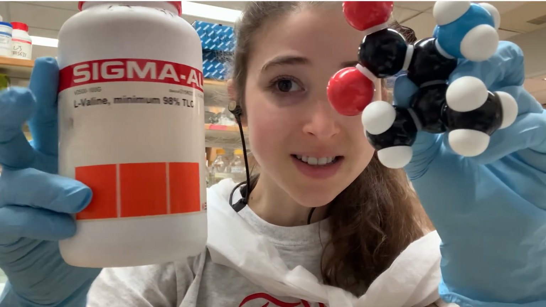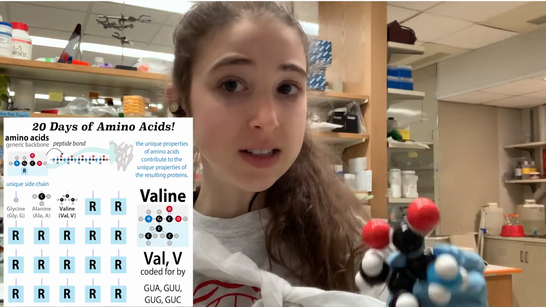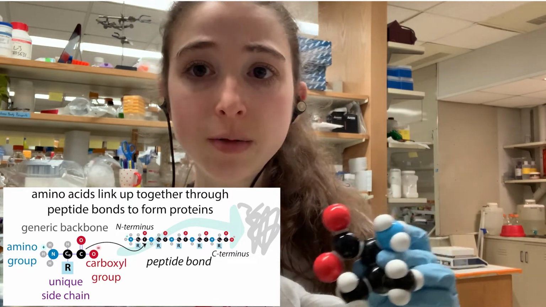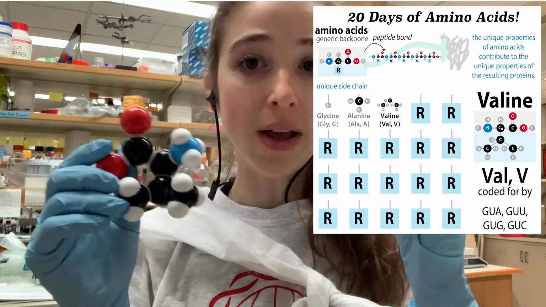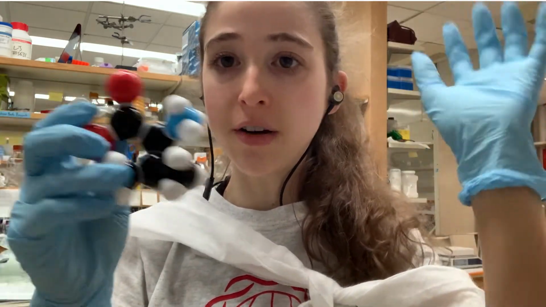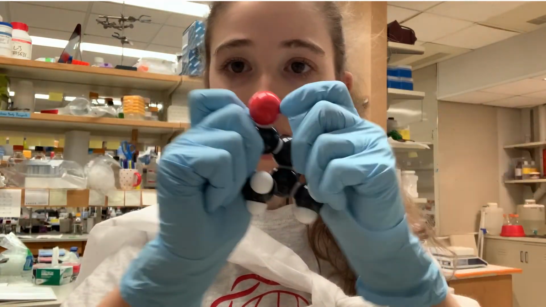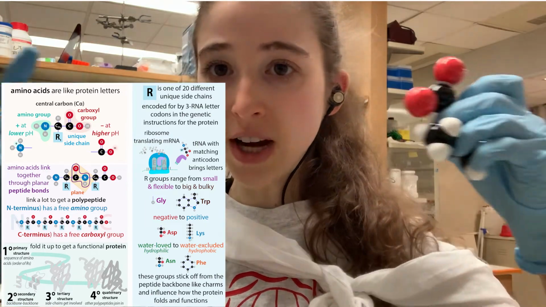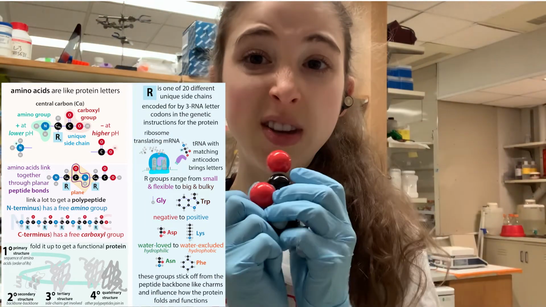So valine is the third amino acid that we're going to talk about in our 20 days of amino acids. Amino acids are protein letters. There are 20 different common protein ones we're going to talk about, and today up is valine. Like all amino acids, it has a generic backbone part, an amino group and a carboxyl group. These can link together with other amino acids to form chains through peptide bonds, and then you link a bunch of them together, that folds up and you get a protein.